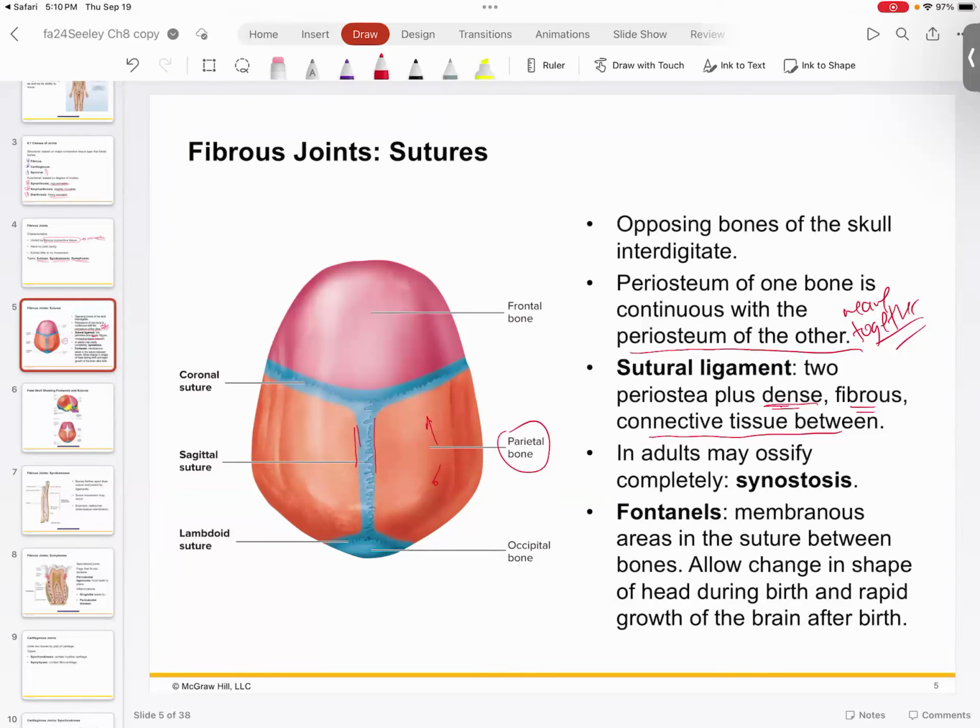So essentially two bones joined together, woven together through their periostea, through these fibrous connective tissue strands that are in the periosteum.